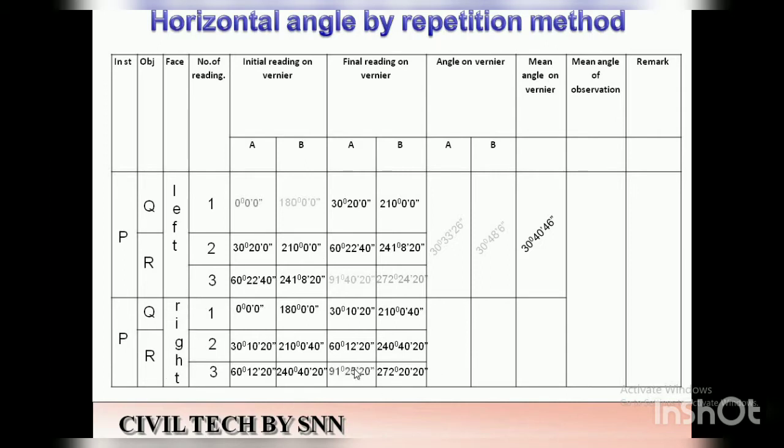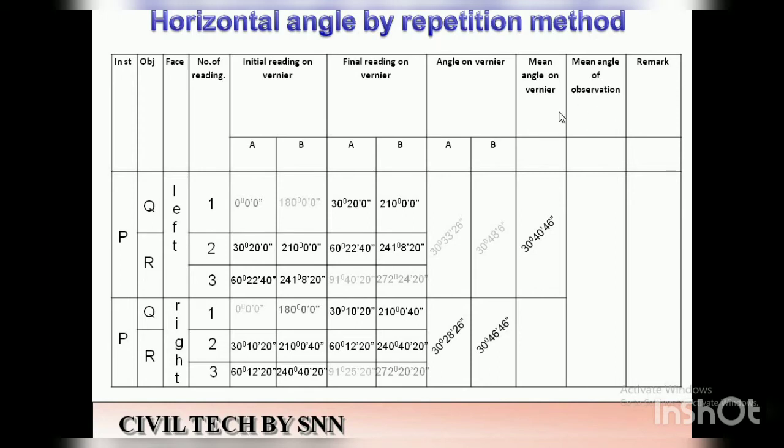So here the final reading on vernier A is 91 degree 25 minute 20 second. Initially we set 0 degree. So the difference between these two readings divided by 3, you will get the angle on vernier A, which is 30 degree 28 minute 26 second. Now for vernier B, the final reading on vernier B is 272 degree 20 minute 20 second. Initially we set 180 here. So the difference between these two readings divided by 3, you will get the angle on vernier B, and it is 30 degree 46 minute 46 second.